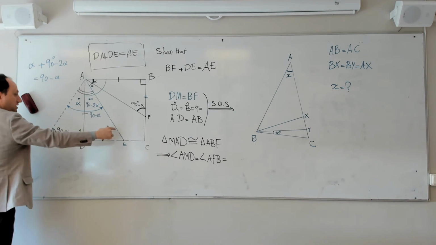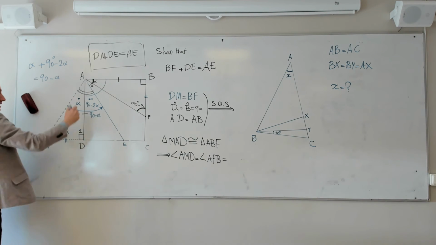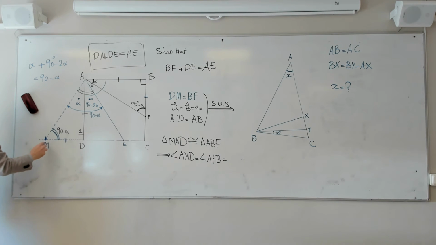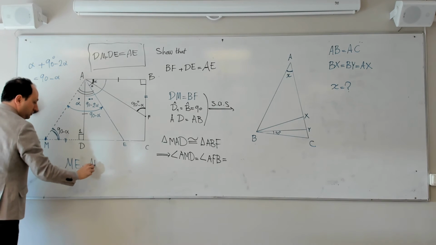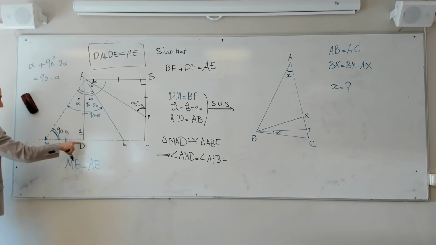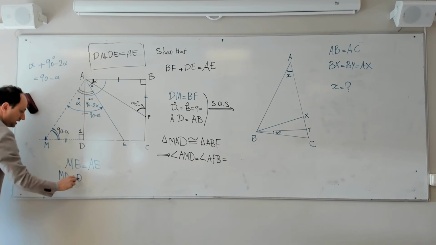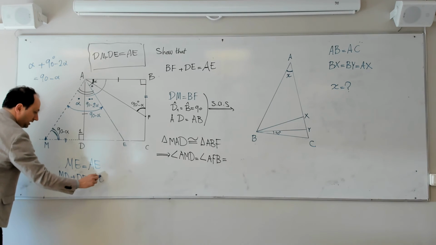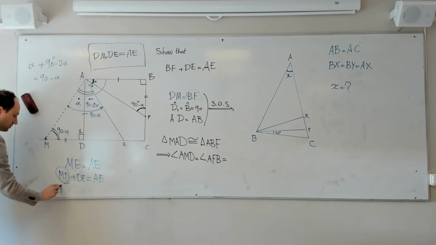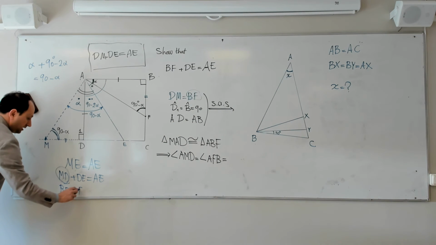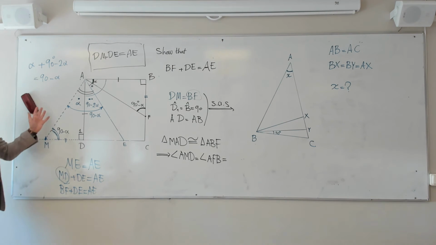So this means that this triangle is an isosceles triangle. It means that ME is equal to AE. But ME is MD plus DE. Instead of ME, I put MD plus DE is equal to AE. But instead of MD, I can put BF. So this becomes BF plus DE is equal to AE. So you see, this is a non-trivial application of congruency.